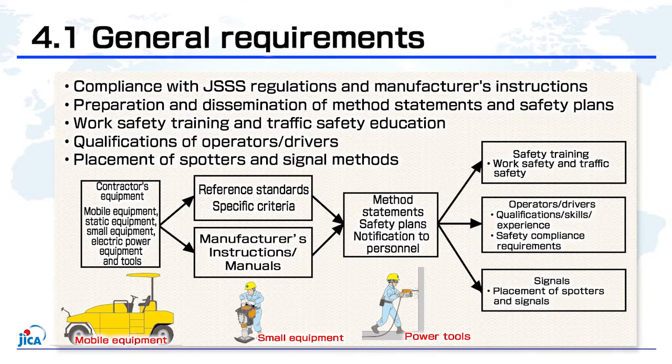Section 4.1 covers the types of the contractor's equipment, compliance standards, instructions of equipment manufacturers, preparation of method statements and safety plans and their dissemination to the contractor's personnel, work safety training and traffic safety education, placement of operators and drivers with proper qualifications, skills, and experience, placement of spotters, methods for signaling, and selection of equipment.